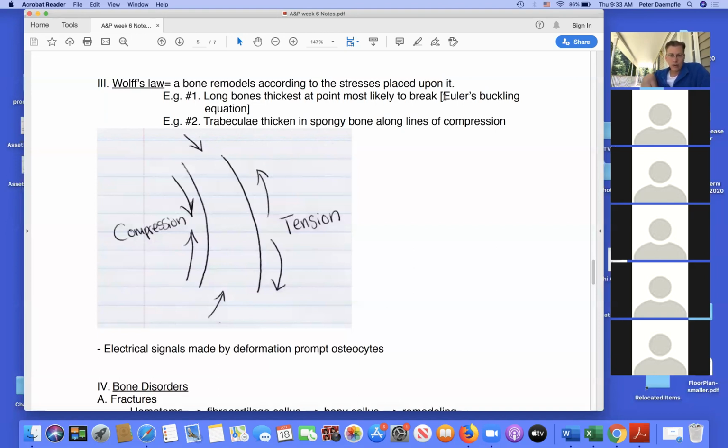Now, I will tell you that evidence is even seen in thin bone, in spongy bone trabeculae. Those trabeculae, again, are the little thin sheets. You can Google better pictures than I have in these notes, but trabeculae give you a lot of support in the spongy bone, and they will thicken as forces are placed upon them.